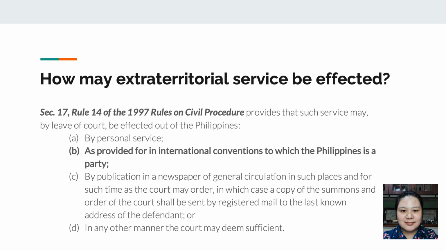How may extraterritorial service be effected? Section 17, Rule 14 of the 1997 Rules on Civil Procedure provides that such service may, by leave of court, be effected out of the Philippines: a. by personal service; b. as provided for in international conventions to which the Philippines is a party; c. by publication in a newspaper of general circulation in such places and for such time as the court may order, in which case a copy of the summons and order of the court shall be sent by registered mail to the last known address of the defendant; or d. in any other manner the court may deem sufficient. Section 17b is a new addition to the old provision.